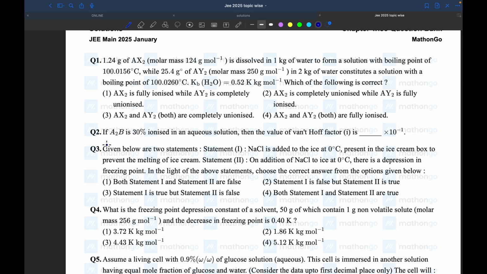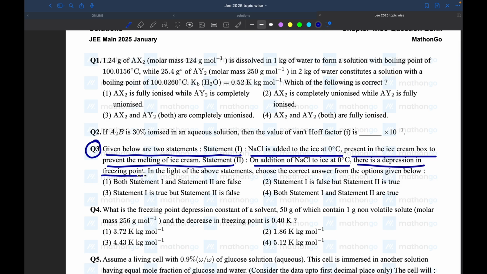Look, third question. Given below are two statements. Statement-based questions are asked. Statement 1 says that NaCl is added to ice at 0 degrees C present in ice cream box to prevent the melting point of ice cream. And statement 2, on addition of NaCl to ice at 0 degrees Celsius there is a depression in freezing point. In light of the above two statements, which ones are correct? Tell me.